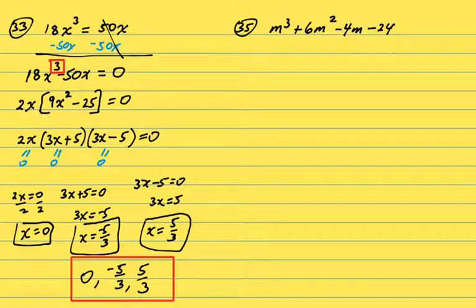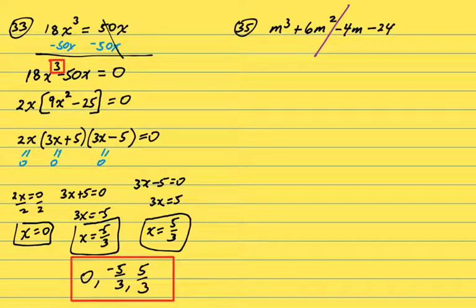Okay, now in number 35, we're back to an expression. There's no equal sign. I cannot solve it like I did in 33, but I can factor it. It's not a trinomial that'll factor into 3 terms. It's got 4 terms. Whenever you have 4 terms, think about or consider splitting it.